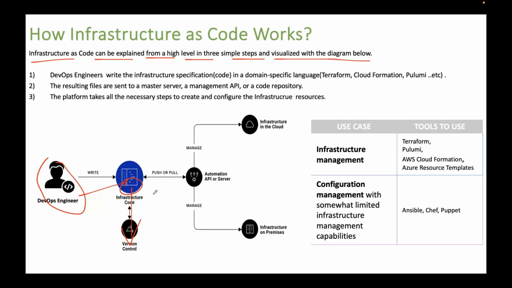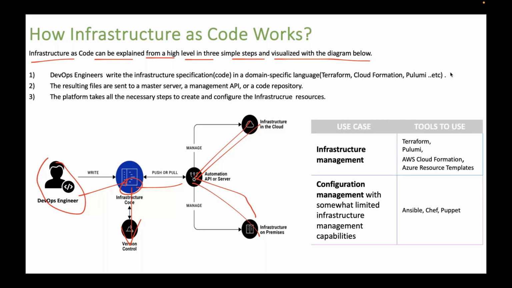this API server is going to connect to whatever provider you specified, whether it is an AWS cloud service provider or Microsoft Azure. Based on what is specified in the provider, it is going to connect to the cloud service provider and create the infrastructure.